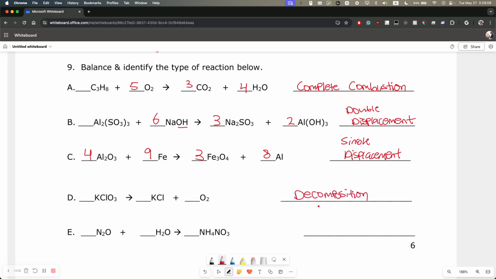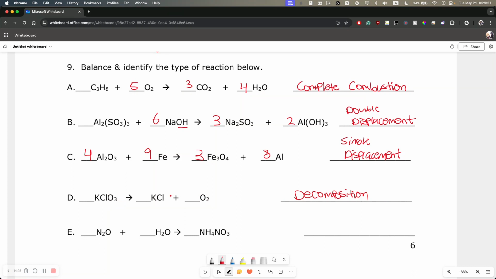Decomposition. So I just start with the K's. We have 1 K on the left-hand side of the arrow and 1 K on the right-hand side of the arrow. So these are all set. Don't worry about them. Next, we have Cl. Cl's are all set. We have 1 on each side. This is another example of multiplying with the commons.